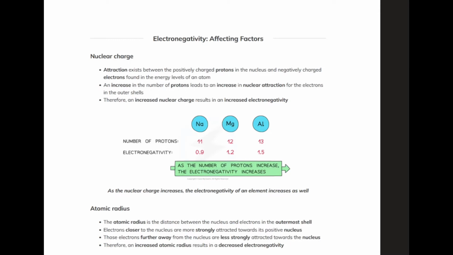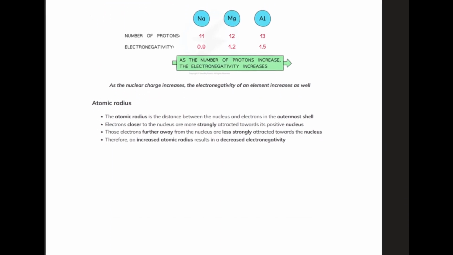So we look at this factor now. This is the second factor, atomic radius. The information here says the atomic radius is the distance between the nucleus and electrons in the outermost shell. So it is from the center of the nucleus to the electrons in the outermost shell. That is the atomic radius.